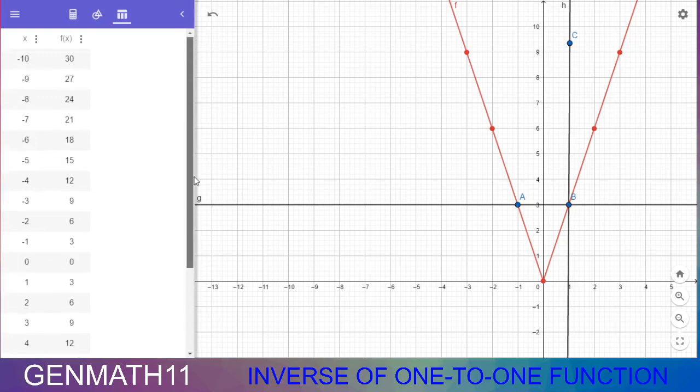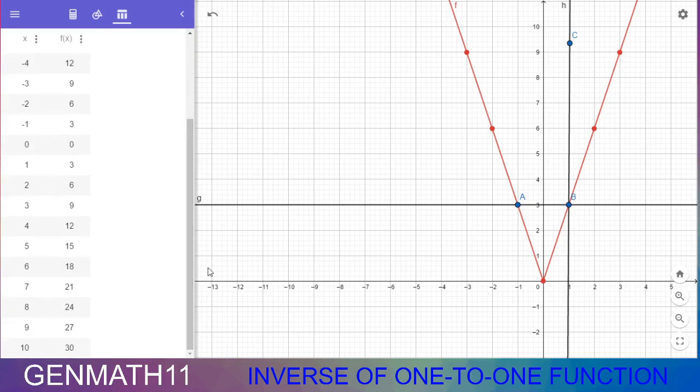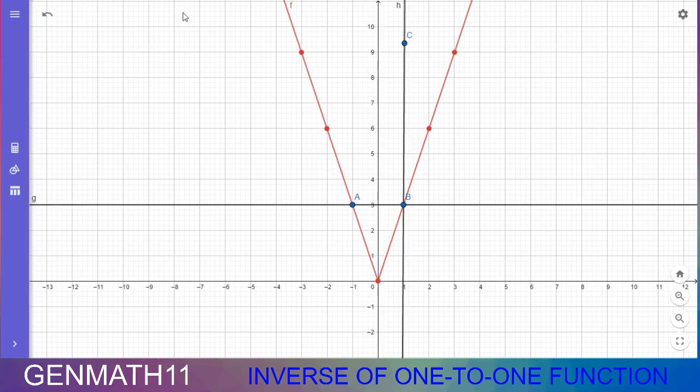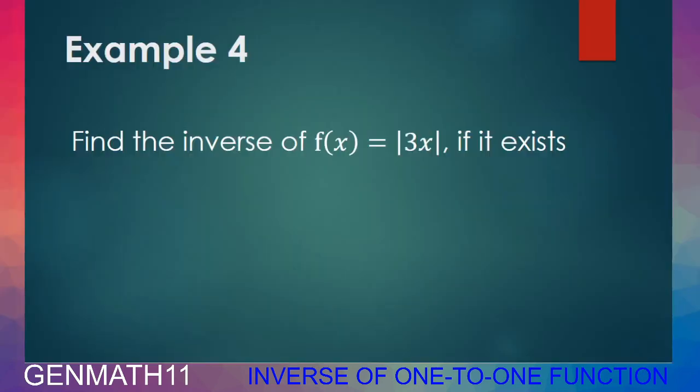Sa case na ito, meron tayong dalawang value ni x which is -10 at saka 10 na may iisang value of y. Ibig sabihin, doon pa lang malalaman na natin na yung ating function na f of x is equals to the absolute value of 3x is not a one-to-one function at wala siyang inverse. So wala nang reason para kunin pa natin yung inverse using the procedure na pinag-aralan natin kanina. So yan. Okay, dito na nagtatapos yung ating lesson 4, getting the inverse of a one-to-one function.